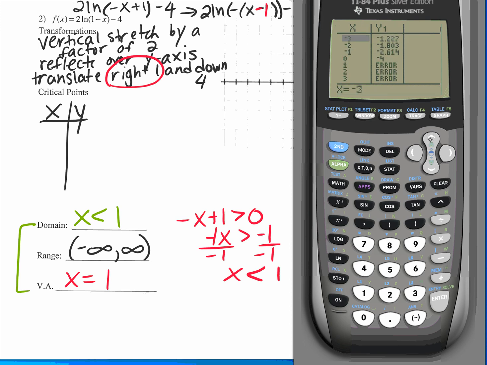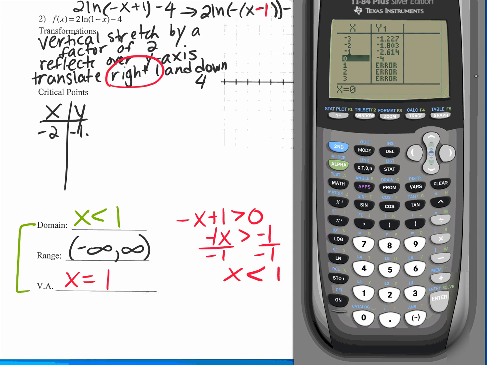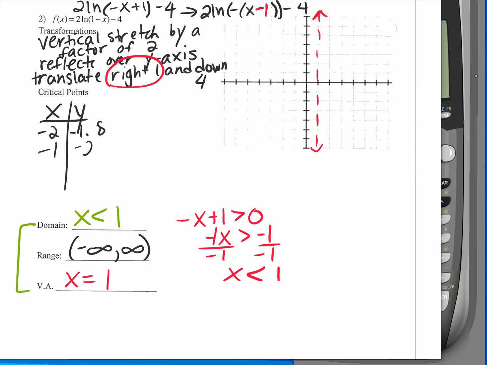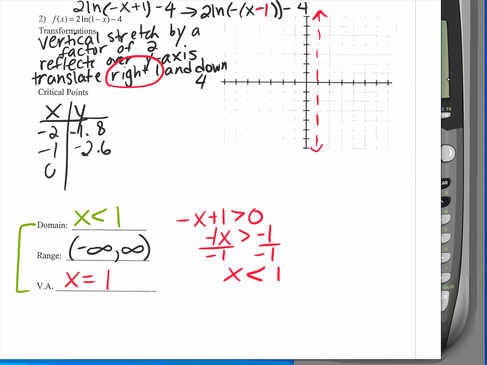So right next to the error message, I see some 3 values. I'm going to go with those. I'll do -2, -1.8, -1, -2.6, and then 0, -4. Just enough so that we can see what direction this is going. And you can see the points getting closer, so this is the side where it's going to flatten, and then the other way is the side where it's pulling away.